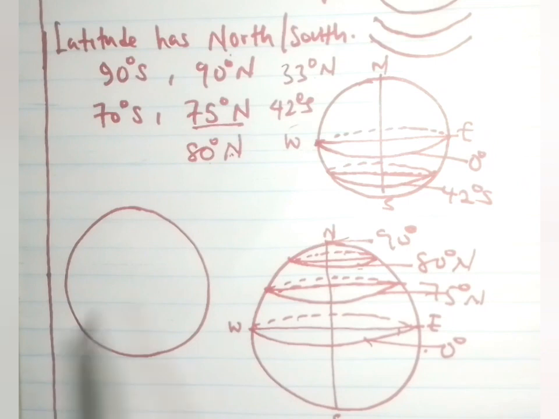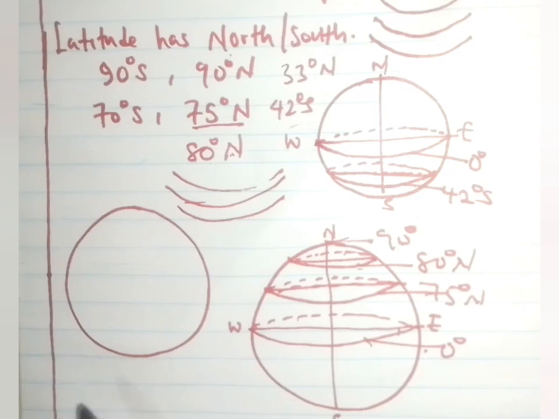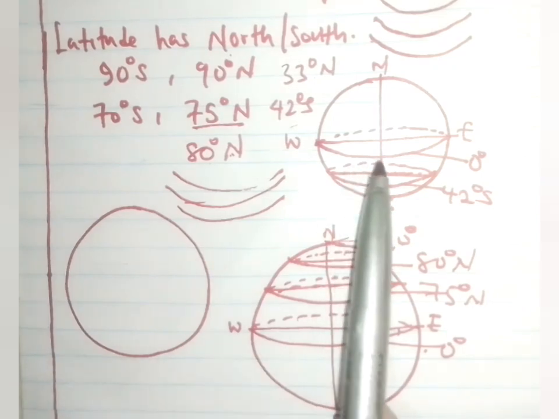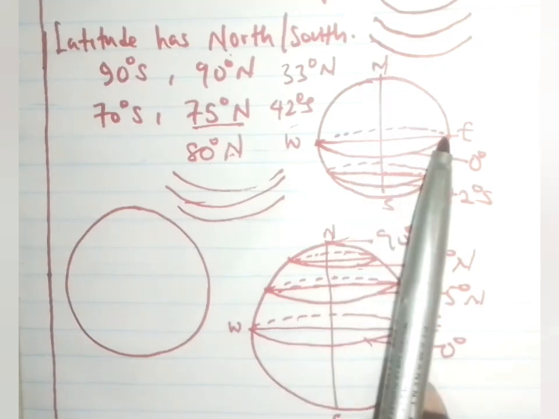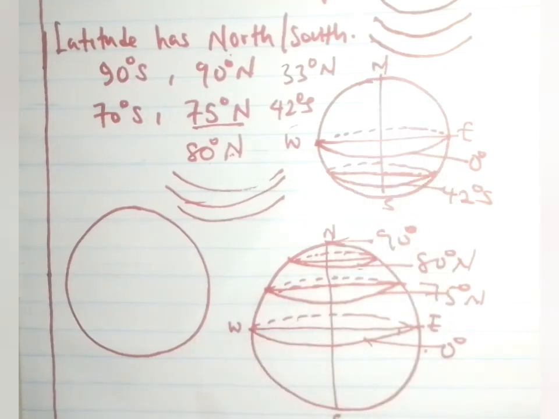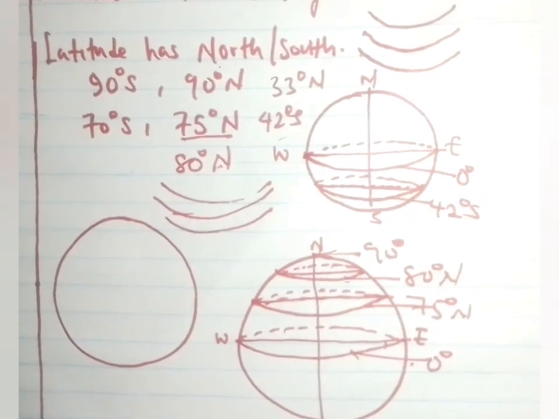It's very, very simple. They always have this shape. They move from east to west, but they measure angles vertically. From the equator to the top, that's 0 to 90, then 0 to 90 downwards. I hope you understand this part, okay? So let's move to the second part, which is longitudes.